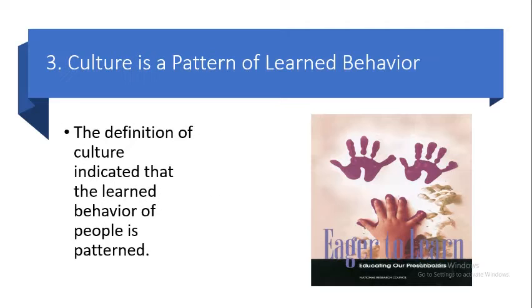The next is that culture is a pattern of learned behavior. The definition of culture indicates that the learned behavior of people is patterned. Each person's behavior often depends upon some particular behavior of someone else. The point is that, as a general rule, the behavior of someone is integrated or organized with related behaviors of other persons.